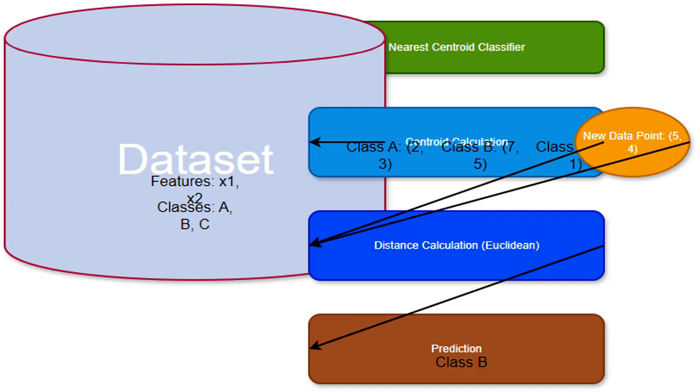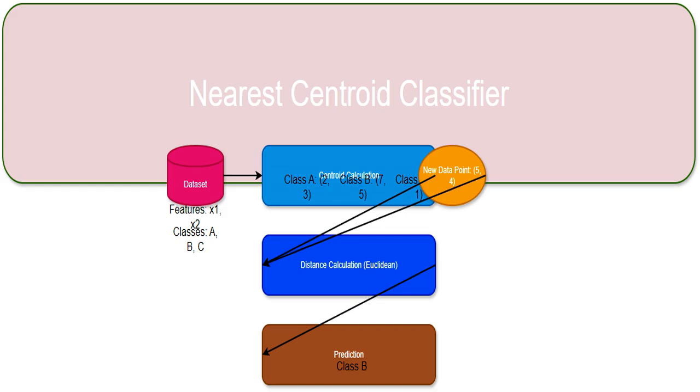The problem involves a dataset with two features, x1 and x2, representing characteristics of data points, and three classes, A, B, and C, representing categories to which these data points belong. Each data point in the dataset is described by two features, x1 and x2. Think of these as two measurements or attributes for each data point. For example, x1 could be height and x2 could be weight.